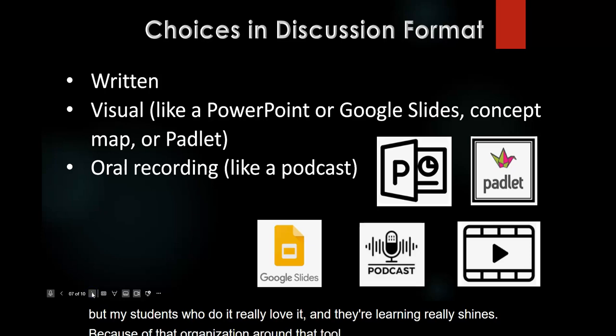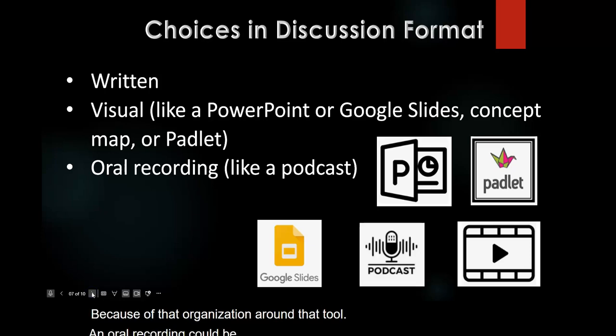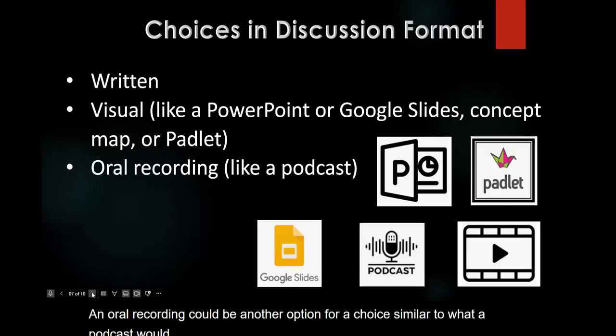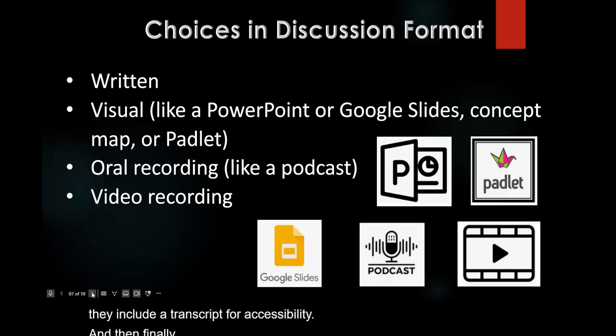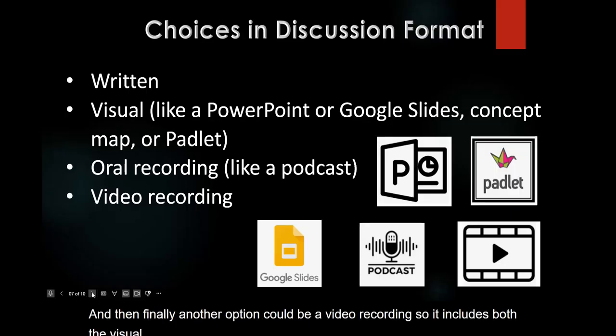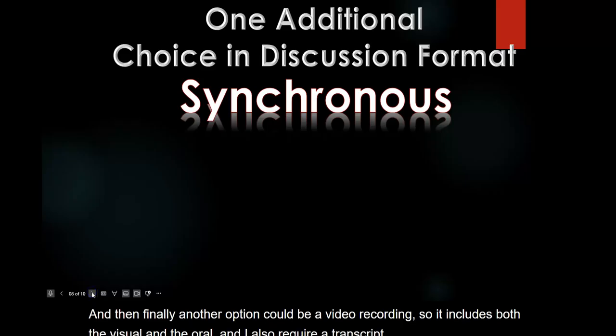An oral recording could be another option for a choice, similar to what a podcast would be. If my students choose an oral recording, I also require that they include a transcript for accessibility. And then finally, another option could be a video recording. So it includes both the visual and the oral, and I also require a transcript for accessibility.